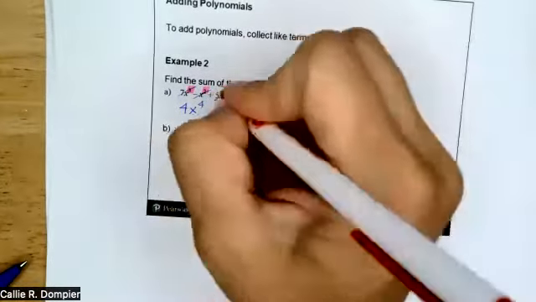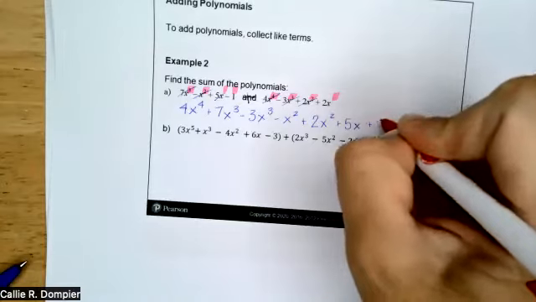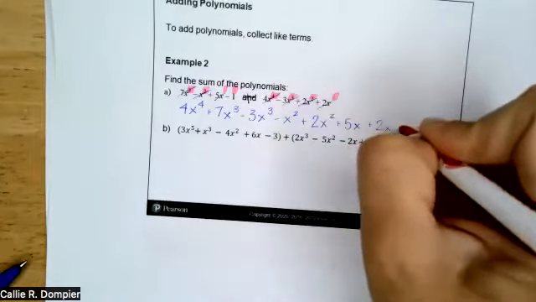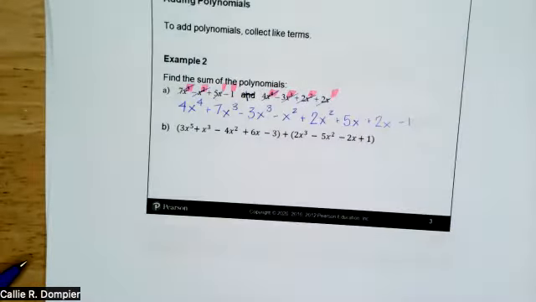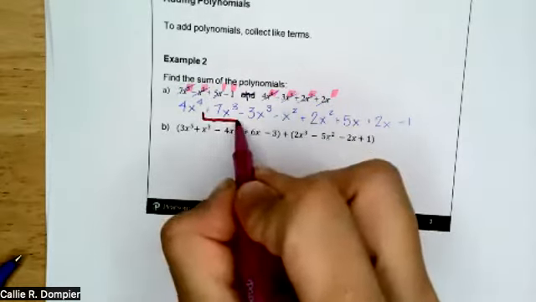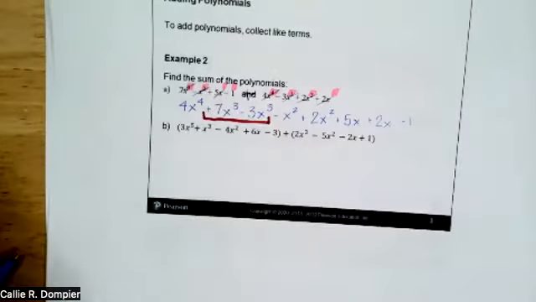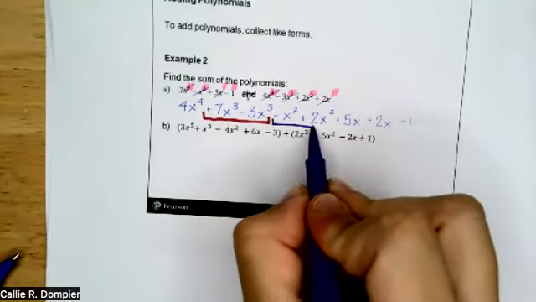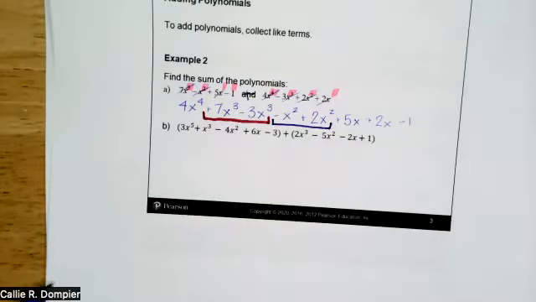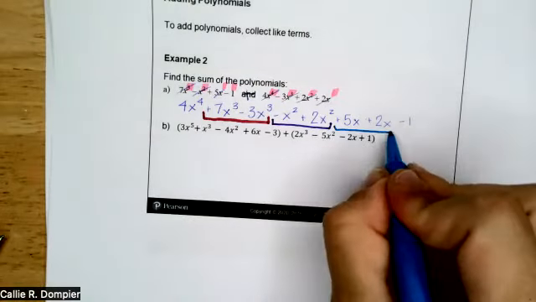Plus 5x plus 2x minus 1. All right, now it's in order. Now you just combine like terms. So we know that these two are alike. I'll take the sign in front of it too. We know that these two are alike. And then we know that these two are alike.